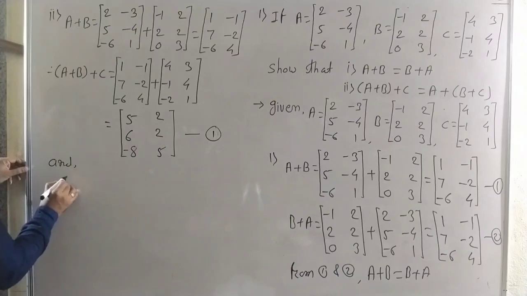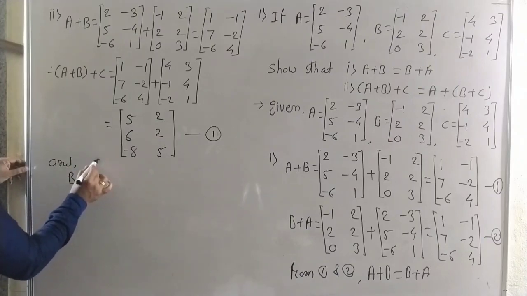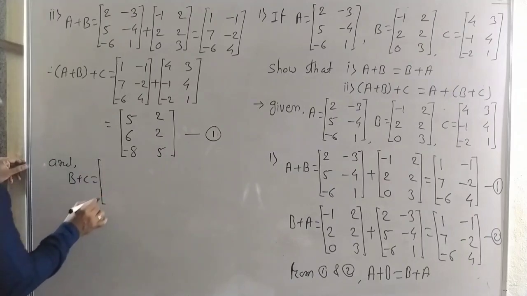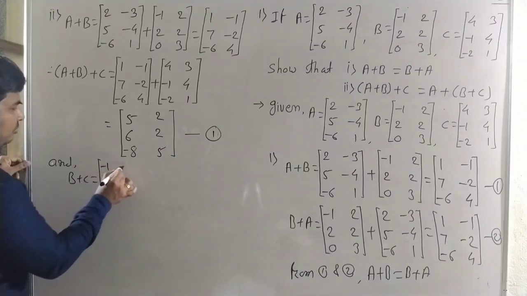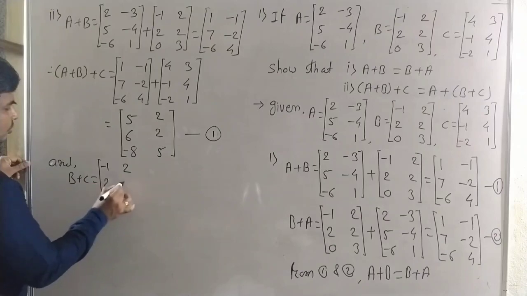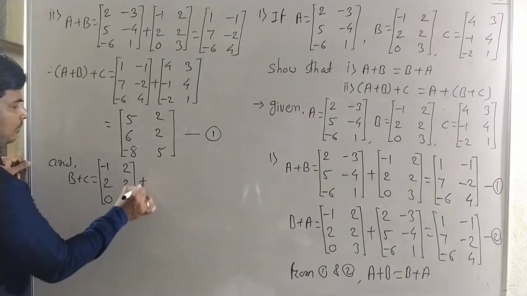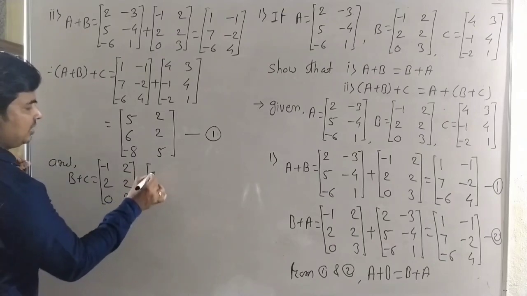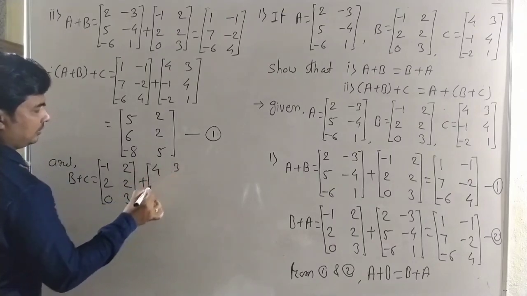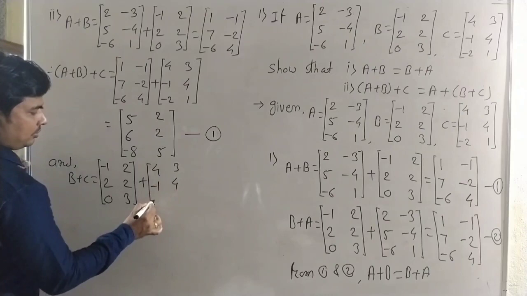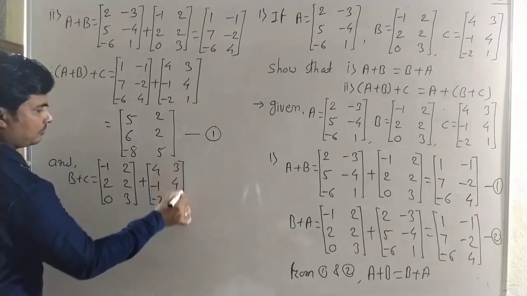We find B plus C. See carefully, B plus C. B is minus 1, 2, 2, 2, 0, 3, and plus C. C is 4, 3, minus 1, 4, minus 2, 1.